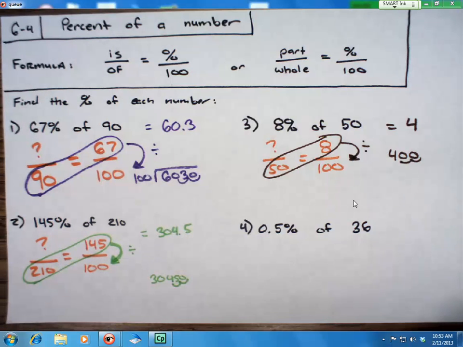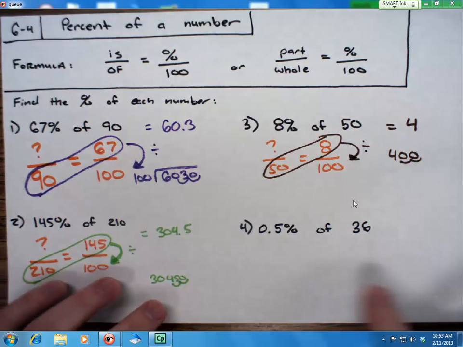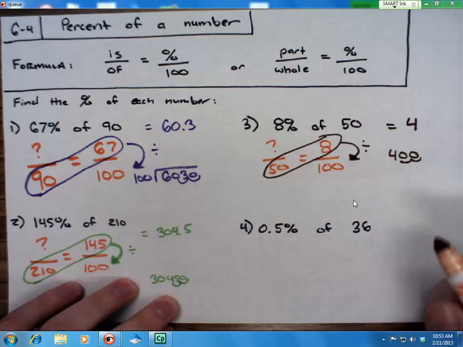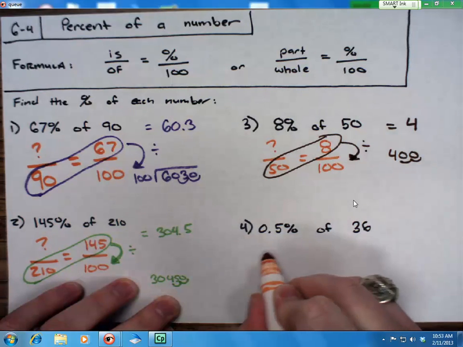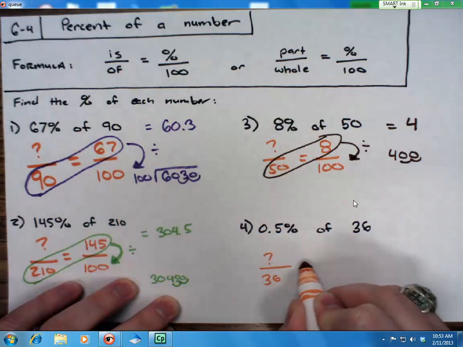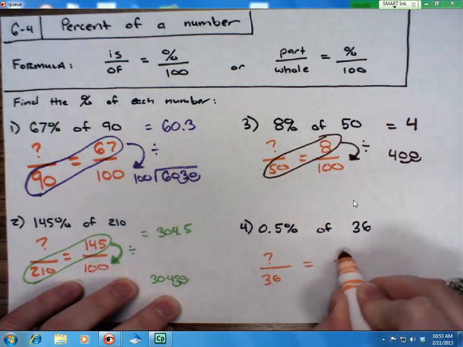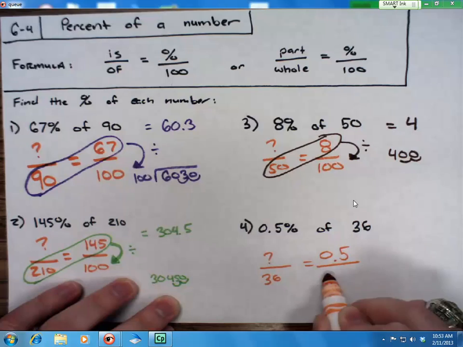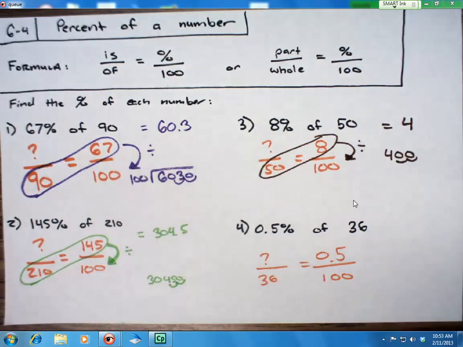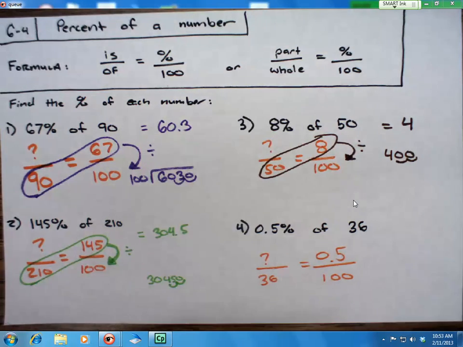Okay, well, let's take a look at our fourth and final one. Number 4 is a little bit different because if you notice, there is a decimal in our percent here. We don't treat that any differently. We're still going to have our question mark over our "of," which is 36. Then we're going to set that equal to 0.5 over 100.